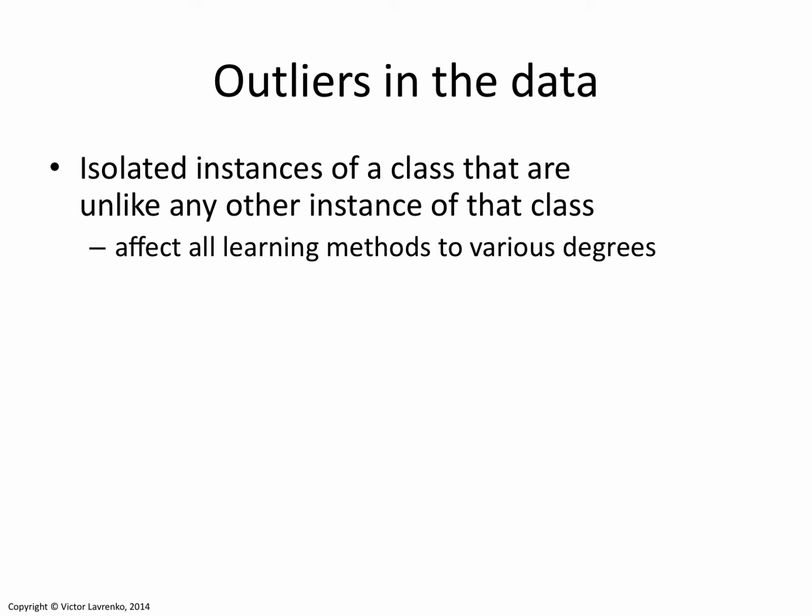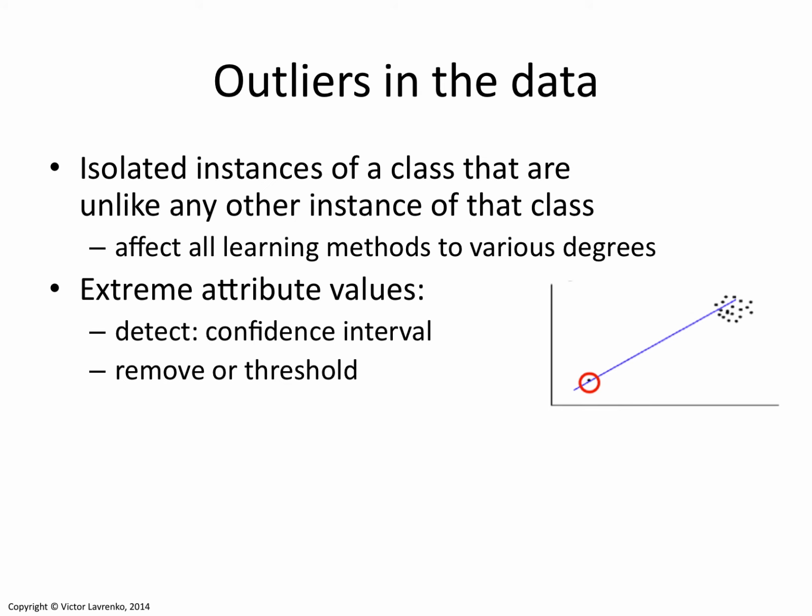Outliers, that's something that's quite important to deal with in the data. So what are outliers? Outliers are isolated instances in your data that don't look right. And they can fail to look right for a couple of different reasons. The simple reason is an outlier could have extreme values for one or more attributes in your data. So that's an example of a simple outlier.